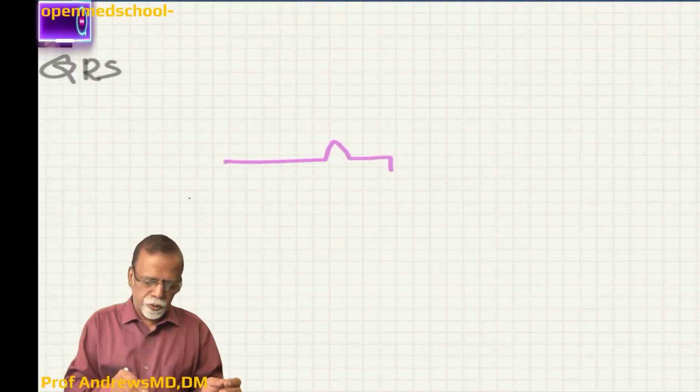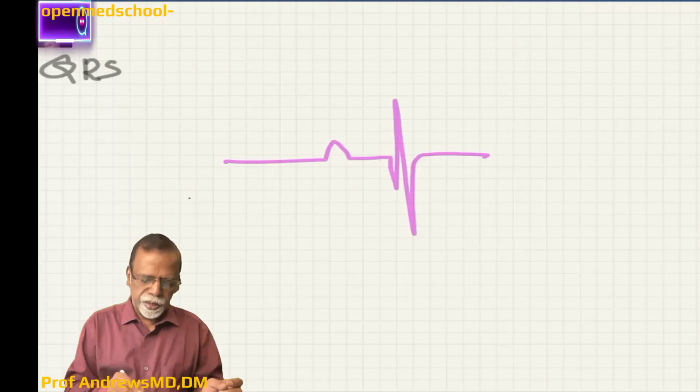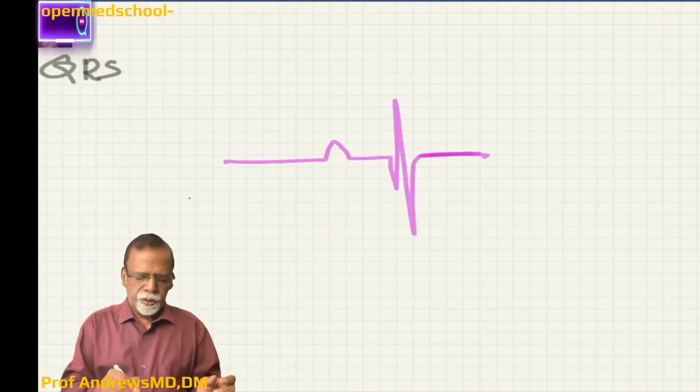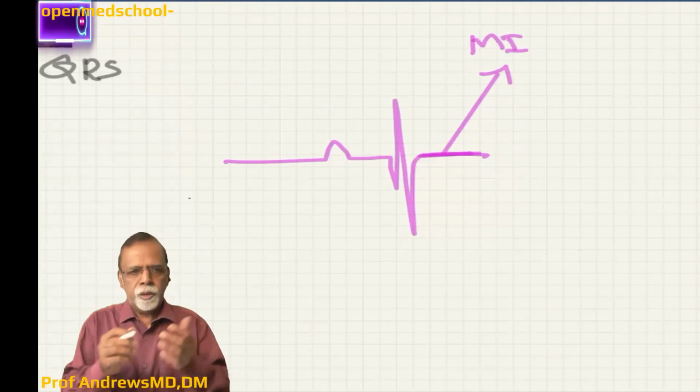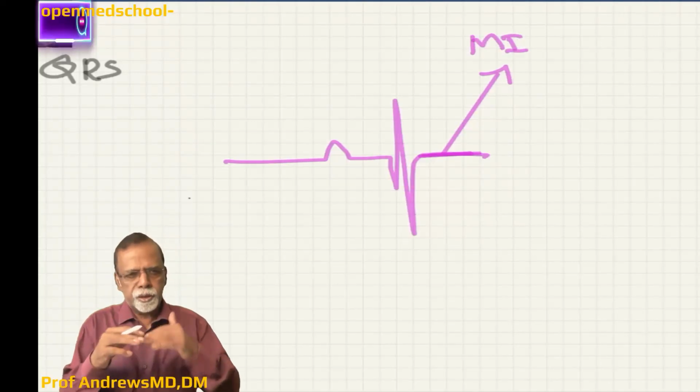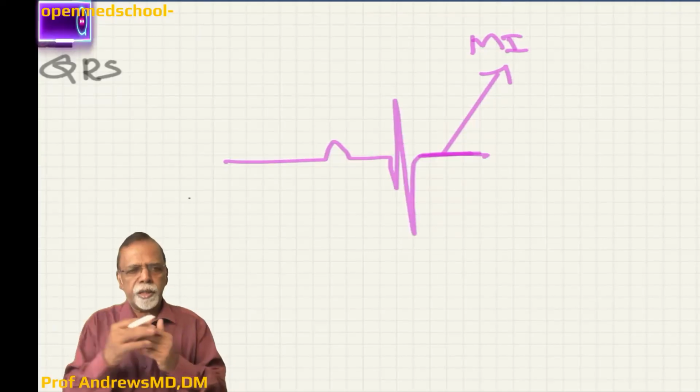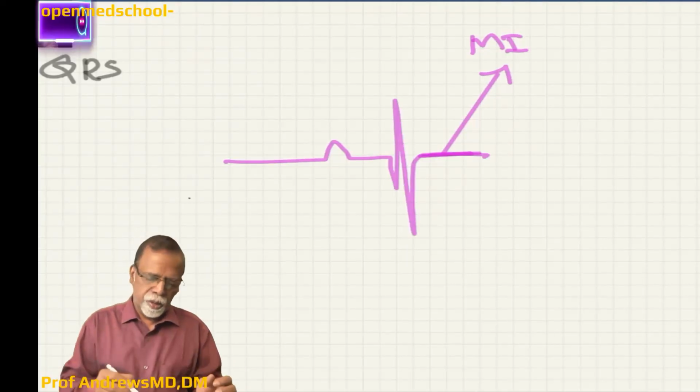So we have talked about the P wave and the QRS complex. Then comes the ST segment. This is again isoelectric. This is the place where you get the changes of myocardial infarction. So we know the terminology STEMI, that is ST segment elevation myocardial infarction.